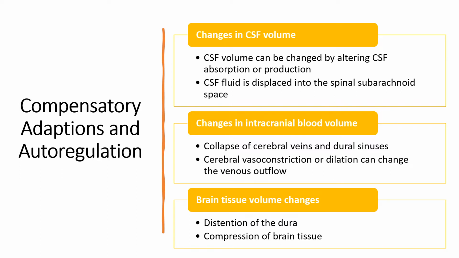As the volume continues to increase, ICP will of course rise, and eventually decompensation will happen if we do not fix these things. But there are 3 different adaptations that we can talk about. First, there are changes in CSF volume. The CSF volume can be changed by altering the CSF absorption and production, so our body knows how to do that.